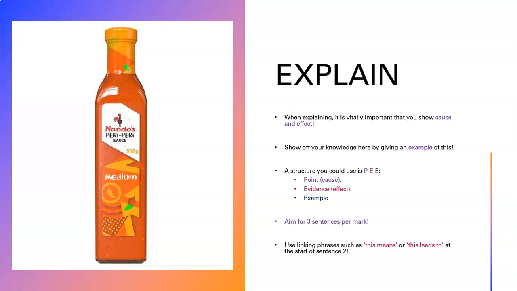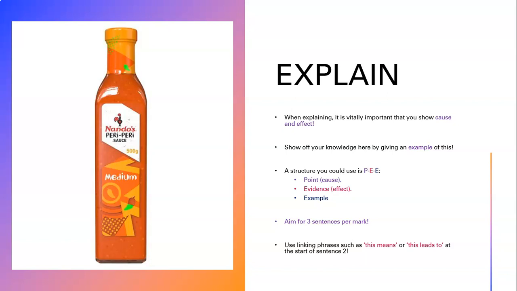One way you can structure your knowledge is by following the PEE chain. This involves you writing in sentence 1 a point, which is really the cause. So that is you saying, I decided to do something because of this. Following this, in sentence 2, you give the evidence, which is the effect it then has. So as a result of doing this in sentence 1, it leads to this happening in sentence 2.